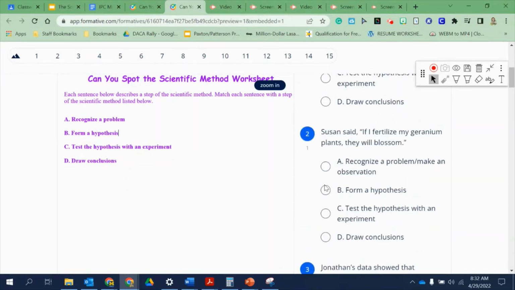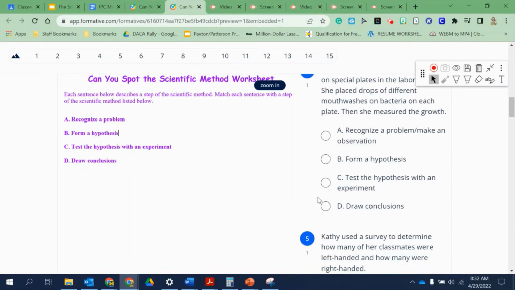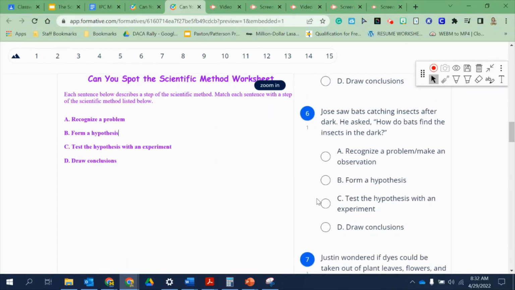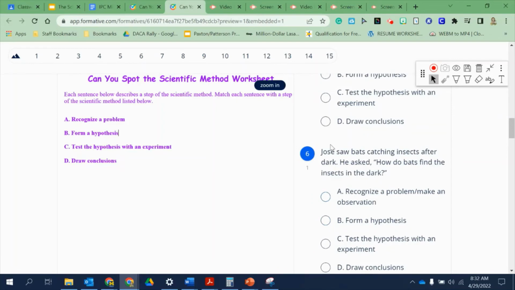So let's look through these really quick and see if we can find one of those. Like number 6 right here. Number 6 says, Jose saw bats catching insects after dark. He asked, how do bats find the insects in the dark? So right here you see a question, right? But it's not really an if and then statement. It's not saying if I do this, then this is going to happen. It's just asking, how do they find insects in the dark? He observed something happening, and he's just like, well, how does this happen?